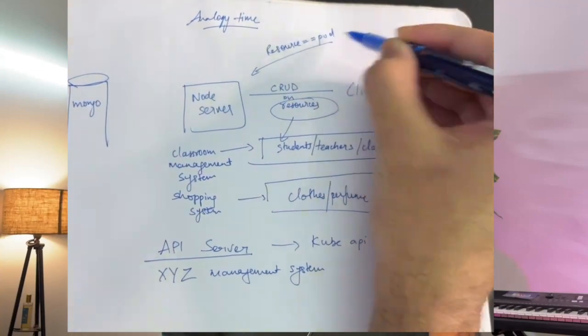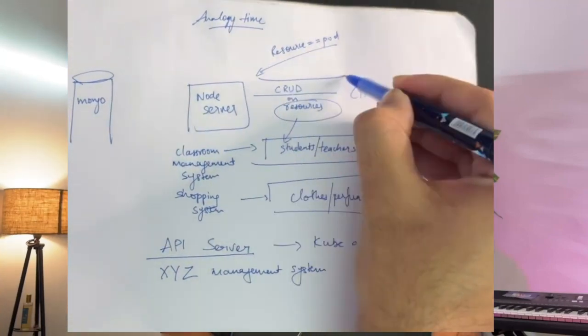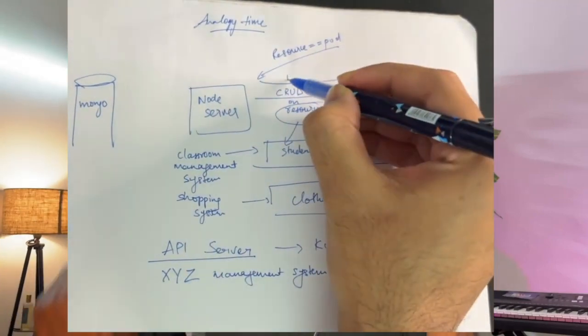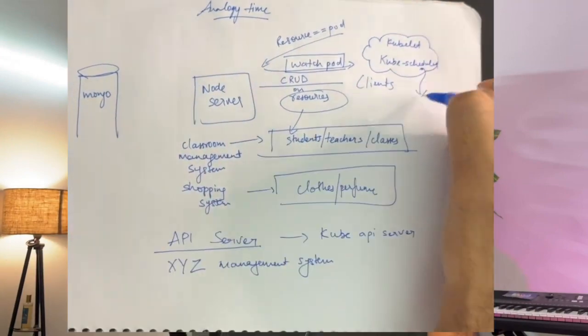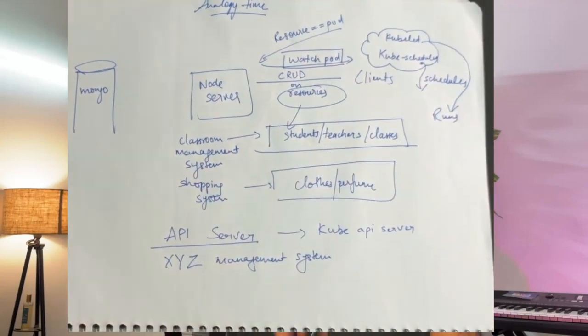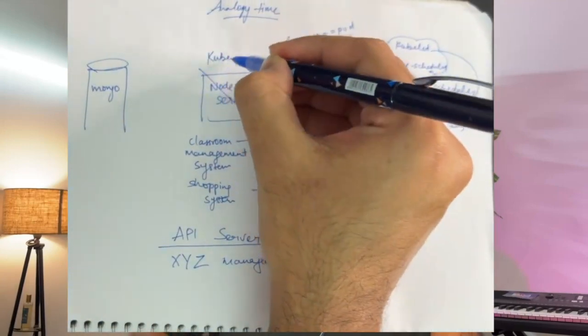But when one of the resources is pod and when one of the clients subscribes to these resources and actually reacts by scheduling those pods on specific nodes, and some other client somewhere notices that change in resource and starts running the pods on the node, then in a concrete sense, you have a container orchestration platform. So that's it. Container orchestration is just a use case that can be built using this CRUD API.